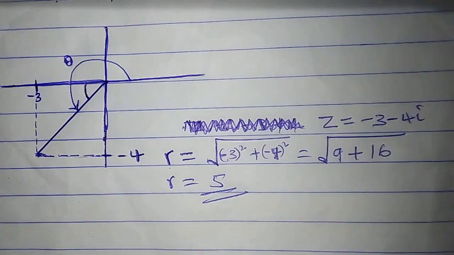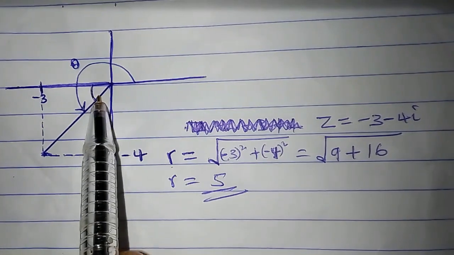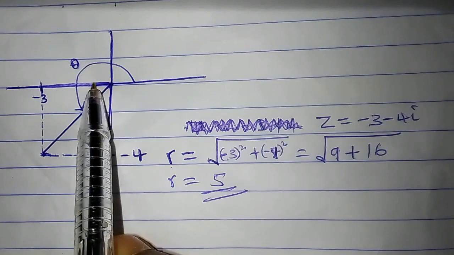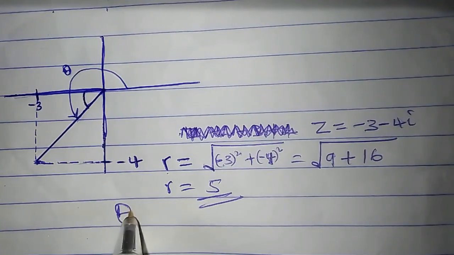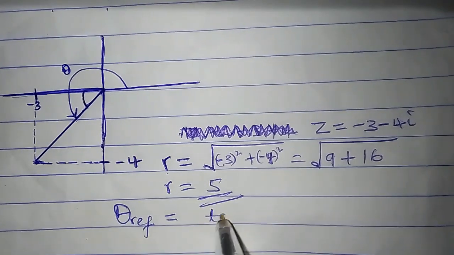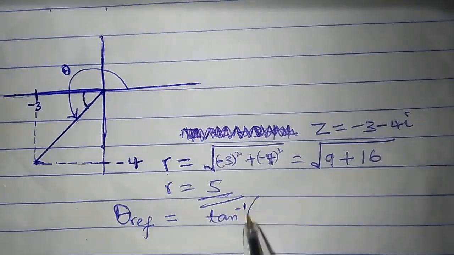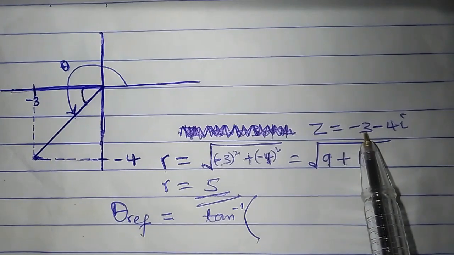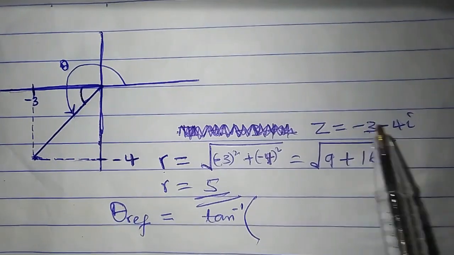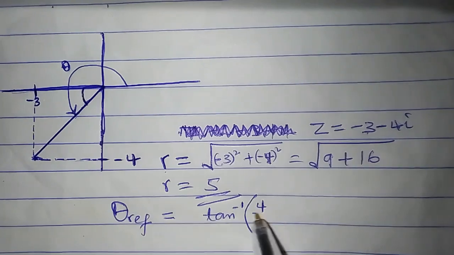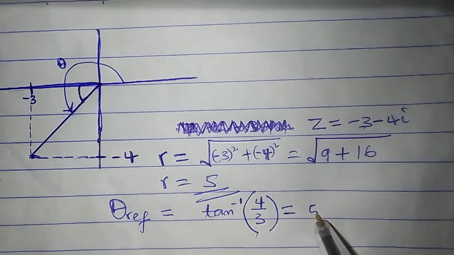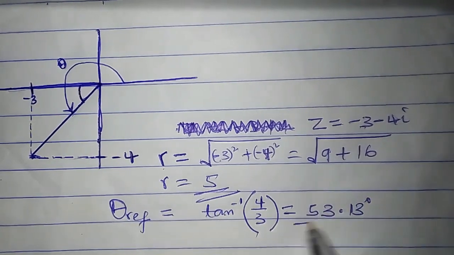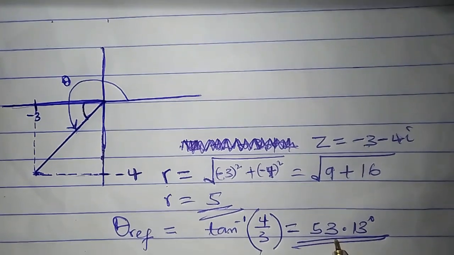The reference angle is the angle that is made between this line and the negative real axis. So the reference angle will be the tan inverse of b over a. a is minus 3, b is minus 4. I'll just neglect the negative signs. 4 all over 3. The tan inverse of 4 divided by 3 is 53.13 degrees. This angle is an angle in the first quadrant.